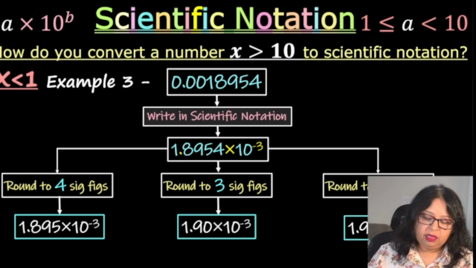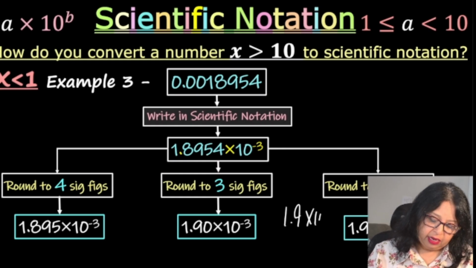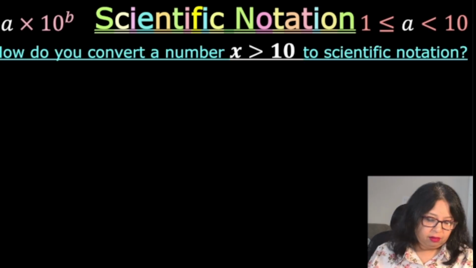Here it is. I see that the last one is partly hidden, but here it is, 1.9 times 10 to the power negative 3. Cool.